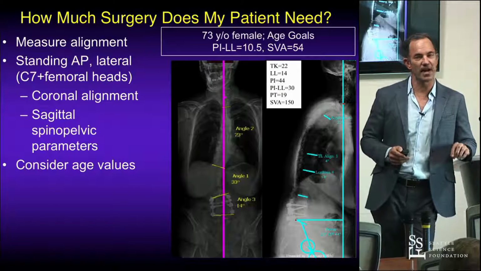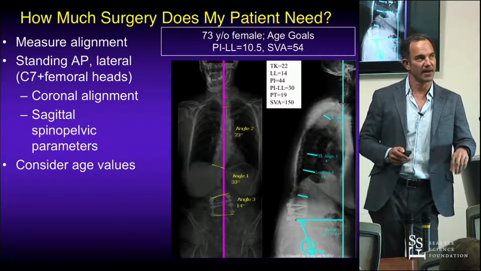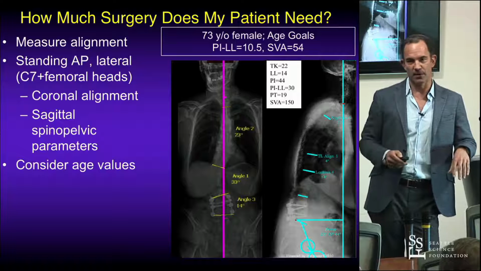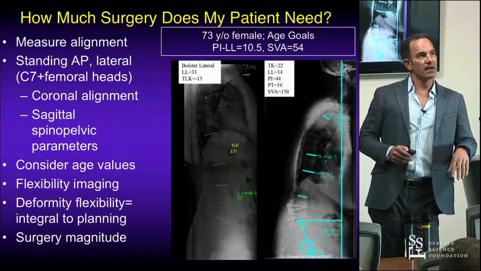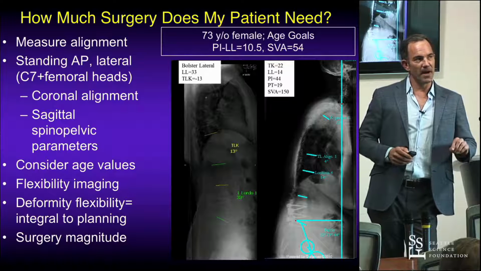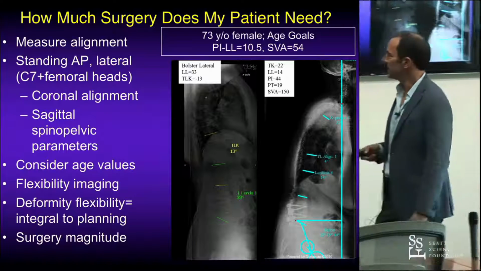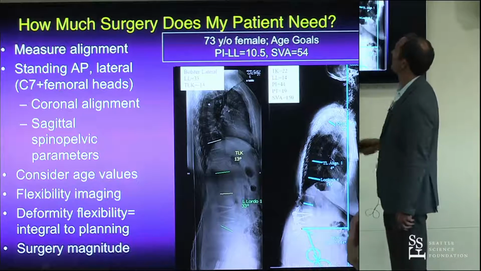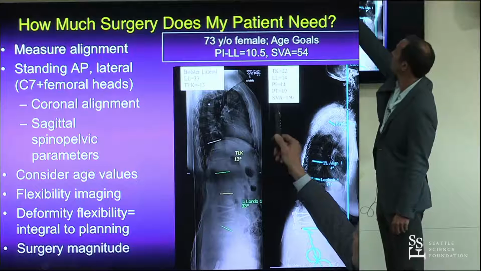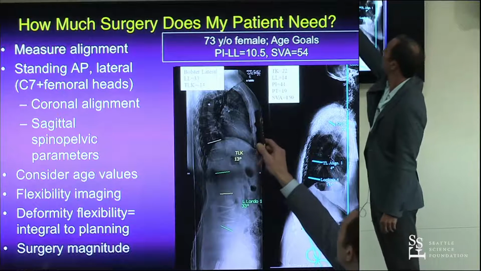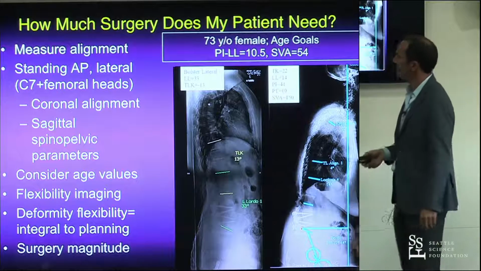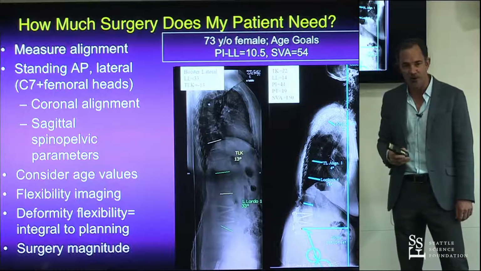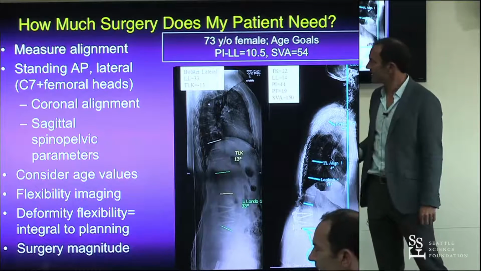So what do I do? I think you guys have gone through this ad nauseum today, right? I get standing AP and lateral films, and I measure the parameters. There's no need to go through that. But then I get flexibility imaging in all my patients. You can see this 70-year-old. Here are my age-specific goals: lordosis gap of 10, SVA of 54. As she is here, her SVA is 150. Her lordosis gap is about 30, right? But you can see when I get a supine lateral, she corrects really nicely, right?